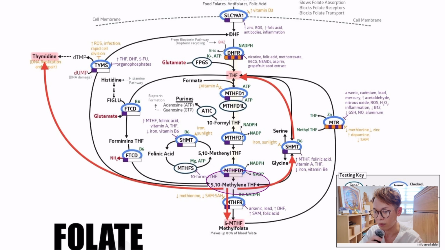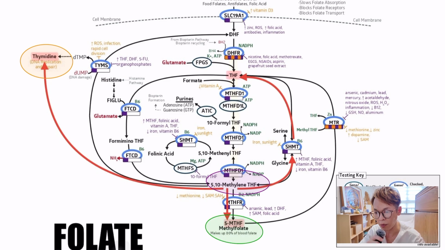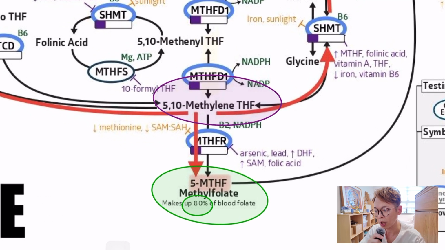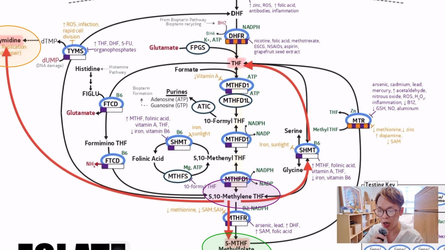From the look of it, it has 3 different routes. It can either go left to make more DNA via this thymidine synthesis, or go south for the production of methylfolate, the most active form of folate, which we want at least 80% in our bloodstream, or you can go right and convert back to tetrahydrofolate via the SHMT enzyme.